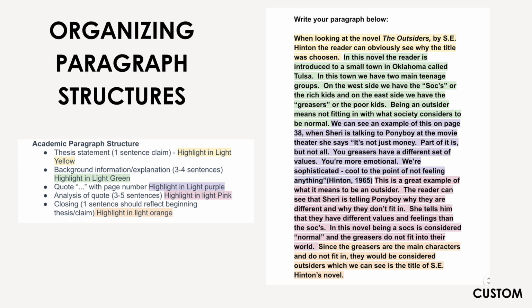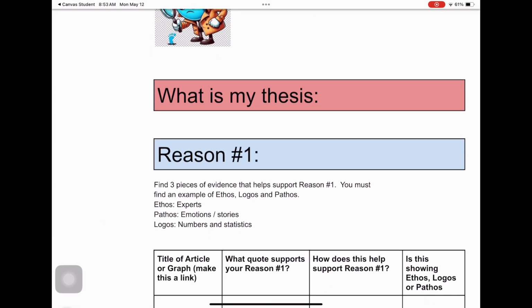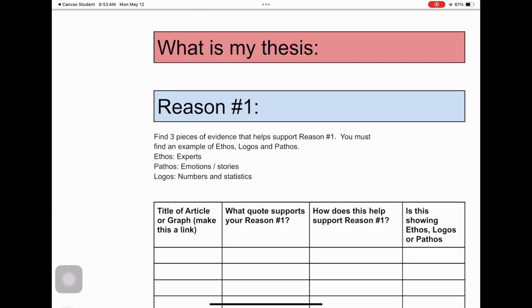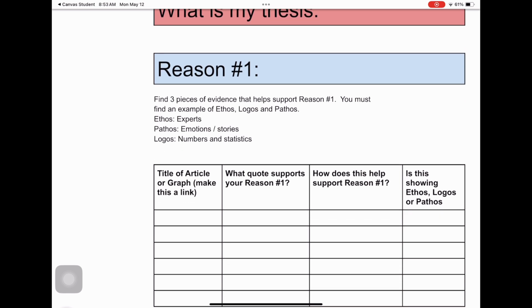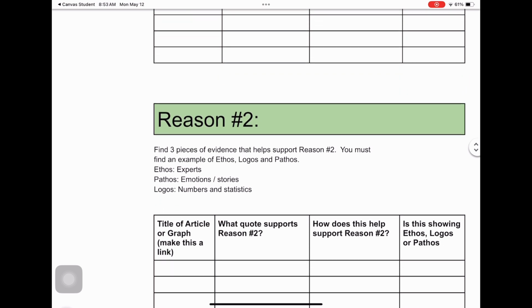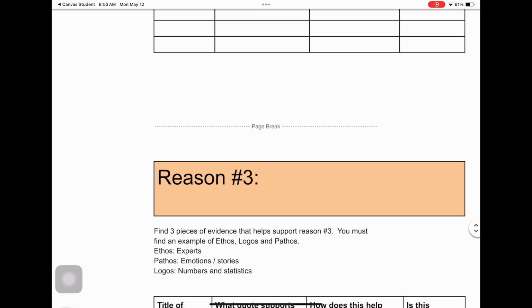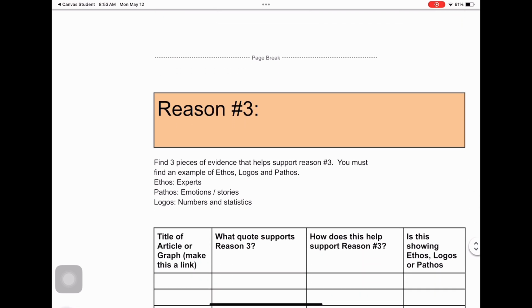So this is at an eighth grade level, and that's another thing that I would say to take into consideration is the reading level and the IEPs, of course. Next, after the organization of the paragraph structures, we moved into the research phase, and the teacher also organized a couple more ways in which we can organize our research, and we categorize them by ethos, logos, and pathos.